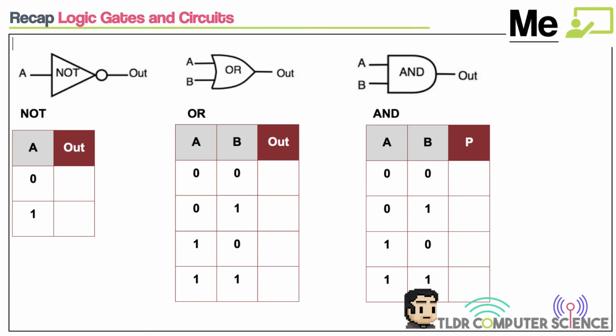Okay guys, welcome to this recap session on logic gates and logical circuits and truth tables and Boolean algebra. What we're looking at here are the three logic gates that we use in computer science. We have the NOT gate, we have the OR gate, and we have the AND gate.